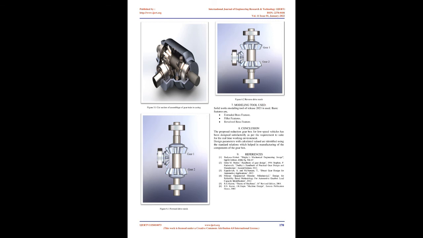Figure 5.1 Cut section of assemblage of gear train and casing. Figure 6.1 Forward drive mesh. Figure 6.2 Reverse drive mesh. 7. Modeling tool used. SolidWorks modeling tool of release 2021 is used. Basic features are: extruded boss feature, fillet features, revolved boss feature.